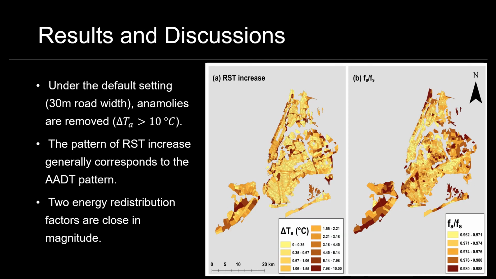Here are some results of our case study under the default setting with 30-meter roadwise. We could see that the pattern of road surface temperature increase is consistent with the traffic volume data pattern as shown before. The outer part of the city has much larger RST increase than the inner part of the city because the expressways near the boundary of New York City have much larger traffic volumes than the inner city roads, especially at non-peak hours in residential areas. By the way, the energy distribution factors Fa and Fs are close in magnitude all over the city.